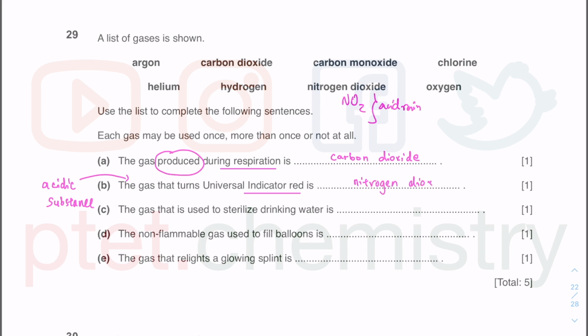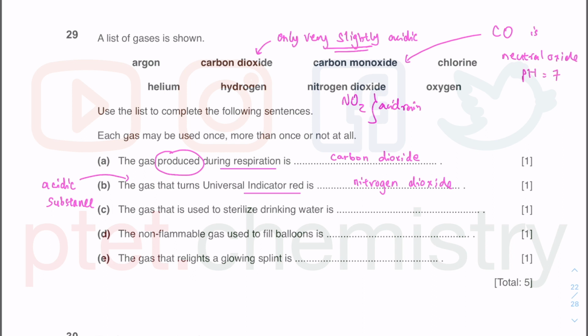Some of you might be thinking of carbon dioxide. Carbon dioxide is slightly acidic, only very slightly. So not very acidic at all. Whereas carbon monoxide, CO, is a neutral oxide, so it doesn't give you any acidic or alkaline pH at all. It's just a neutral oxide.